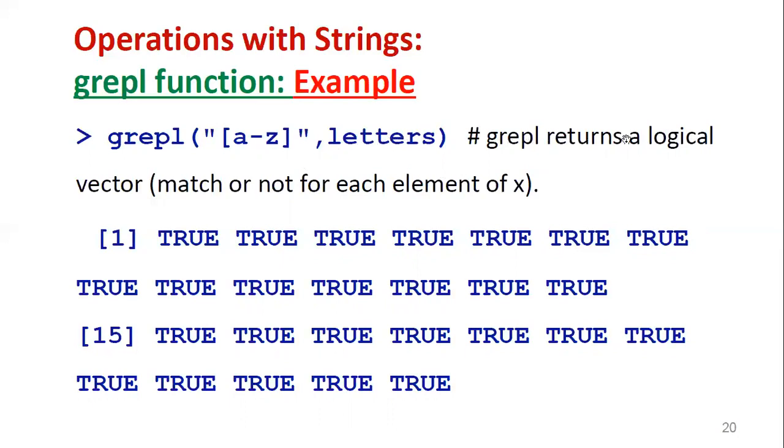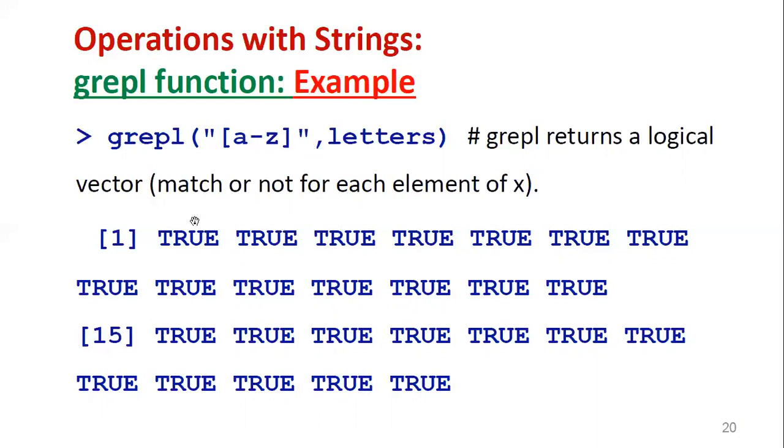Now here grepl returns a logical vector, match or not match, for each element of x. Now here you can see a to z. It takes the letters small a to small z and checks whether those letters are in our matching string or not. So a to z means small a to small z, all letters. Now, a total of 26 letters, 26 times. So it displays the logical vector as TRUE, that is, occurred in the a to z vector.